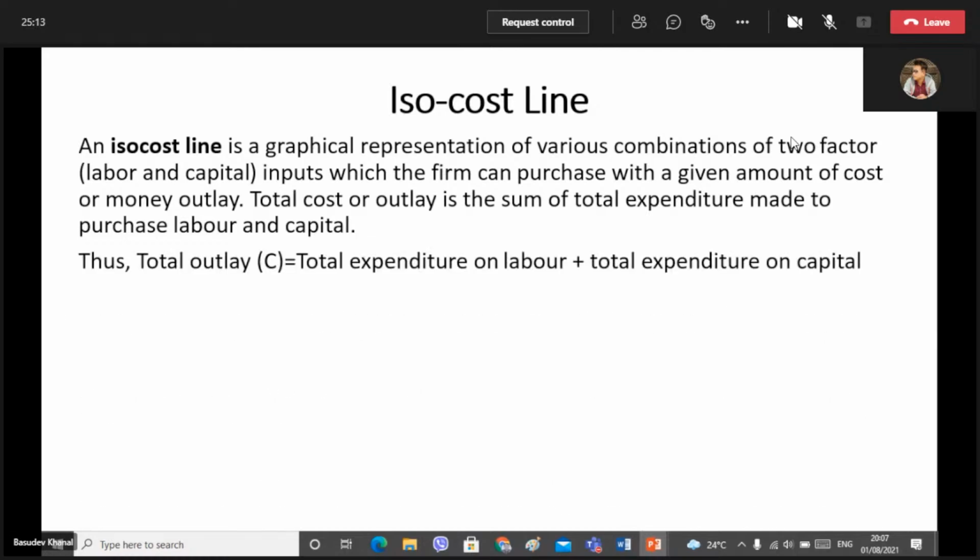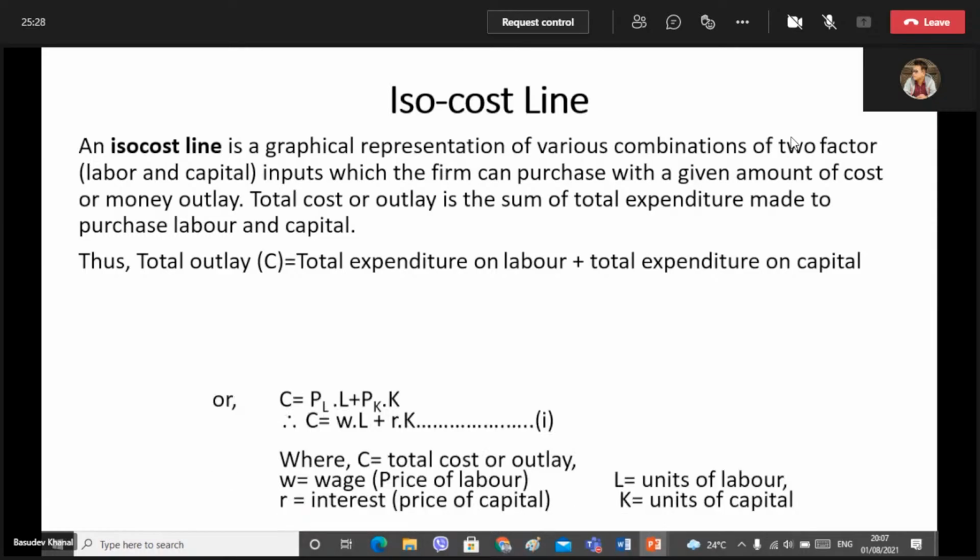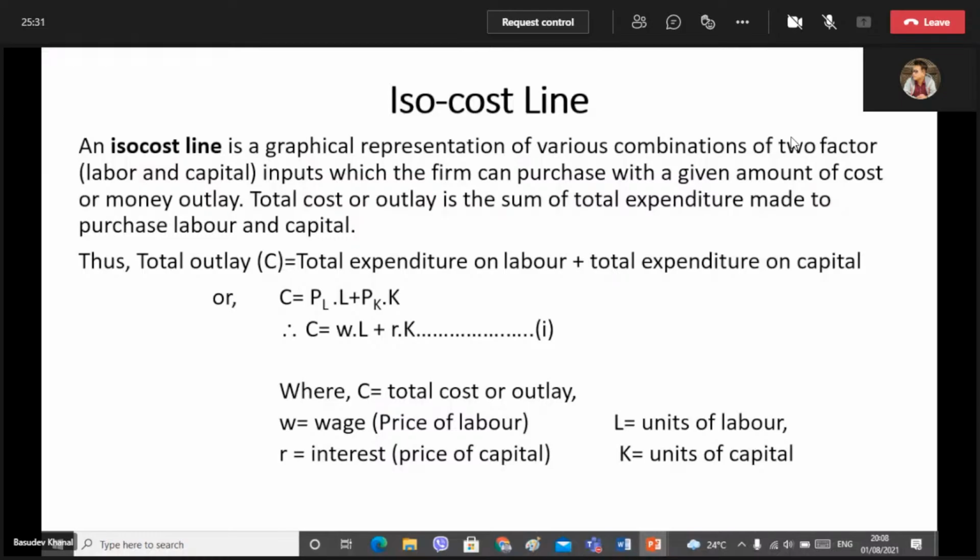So the total outlay is represented by C, which is equal to total expenditure on labor plus total expenditure on capital. In mathematical form, in symbolic form, as an equation, ISO cost can be expressed as C equal to PL into L plus PK into K. Total expenditure on labor is obtained by multiplying the units of labor by its price PL, plus units of capital by its price, that is PK, price of capital, which is represented by the rate of interest. So finally, we can express the ISO cost line as C equal to WL plus RK.